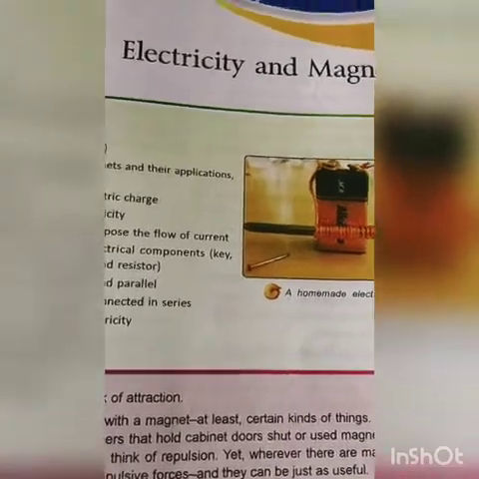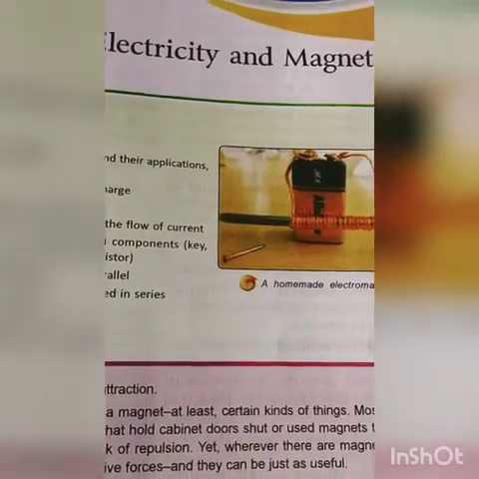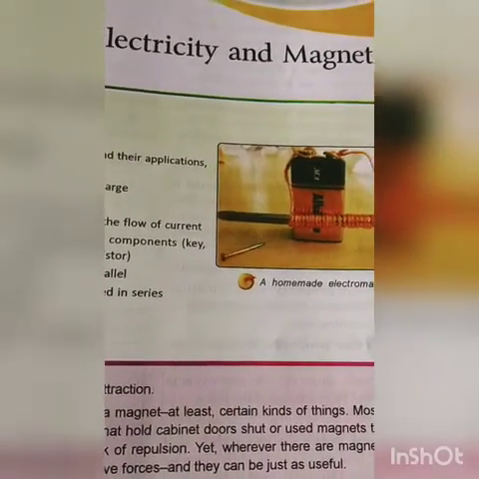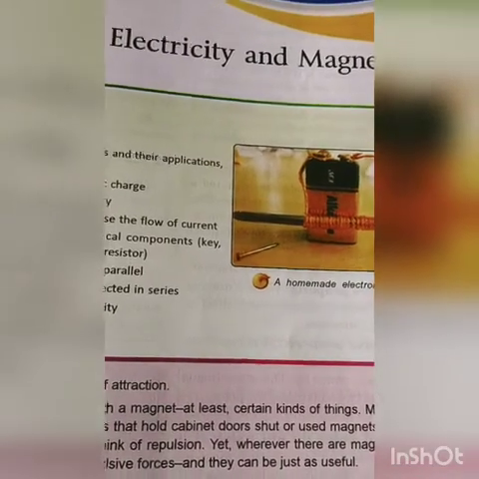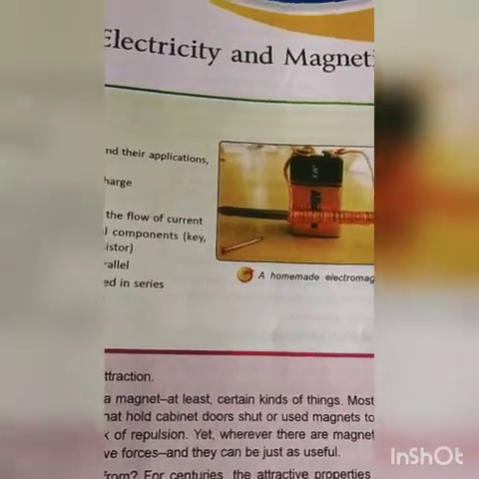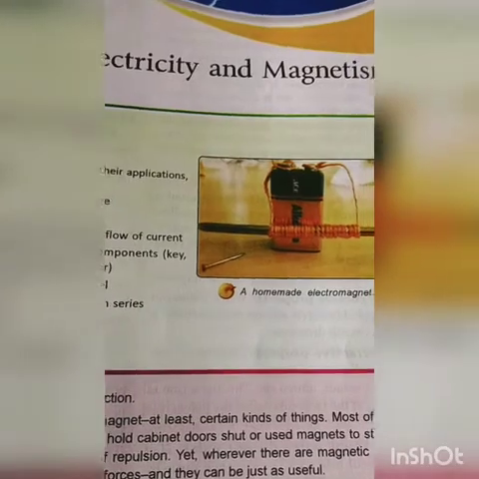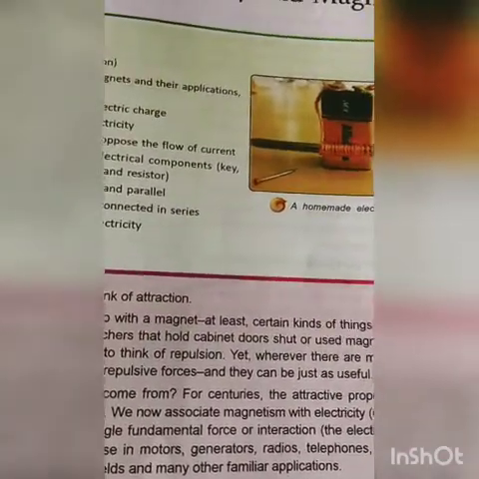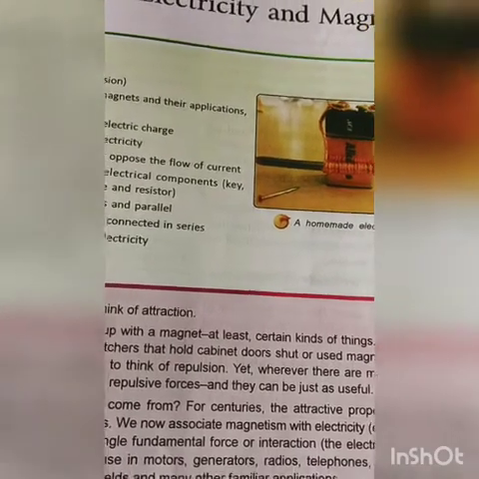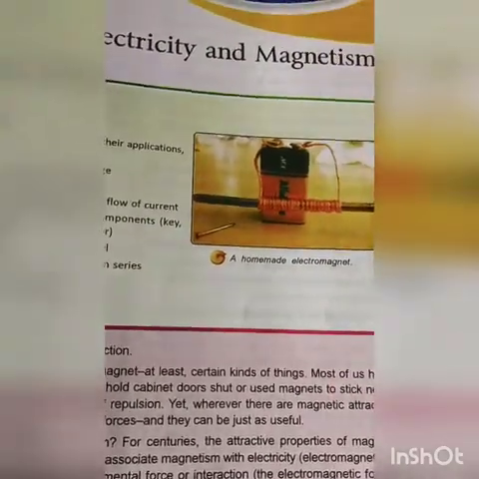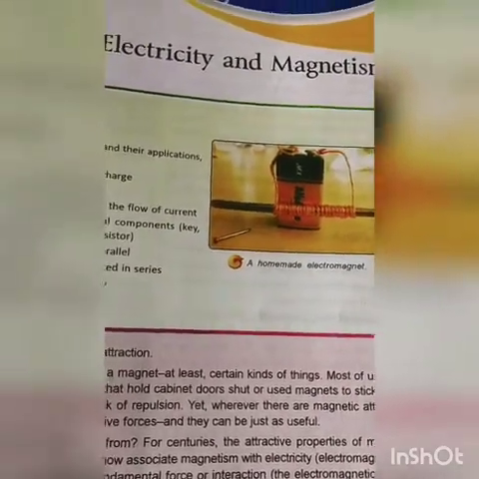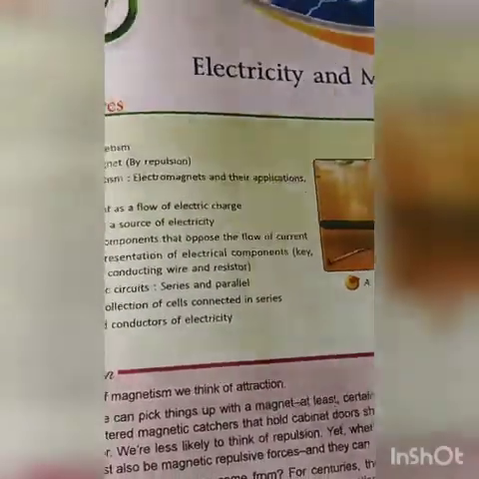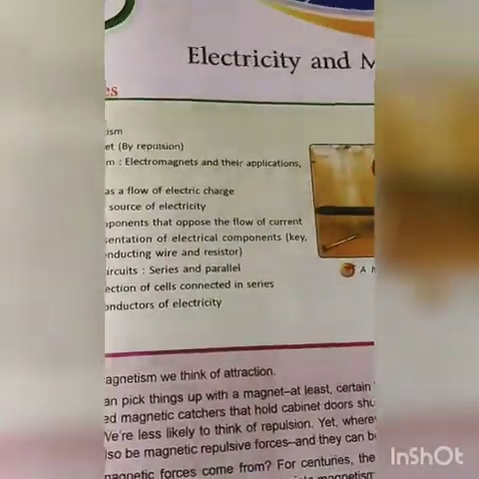Electricity always produces magnetism. And you must have seen iron pieces attracted by the magnet. Okay, so now we'll look at the other properties of a magnet.